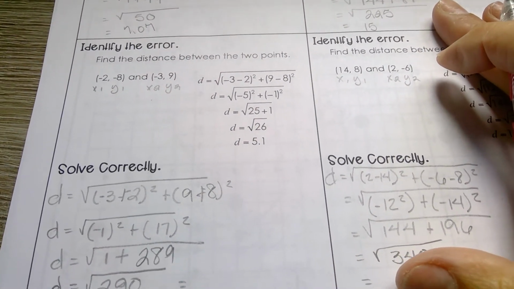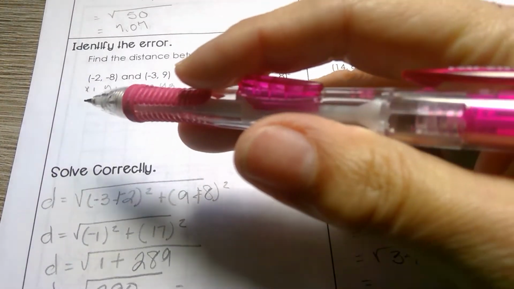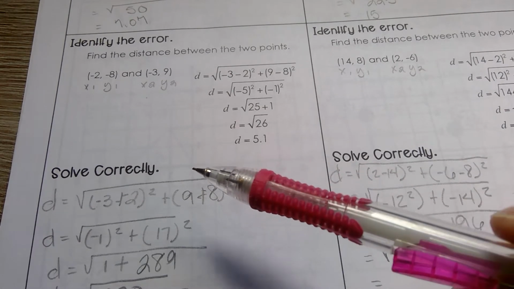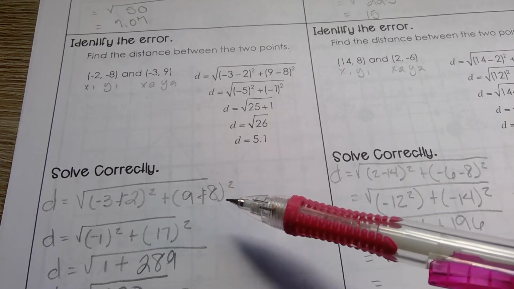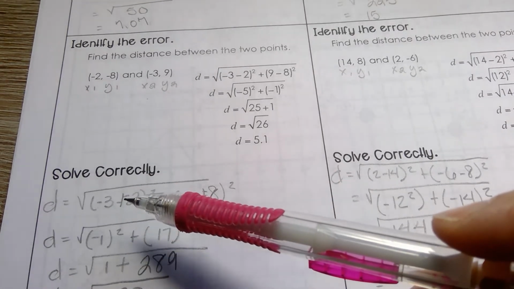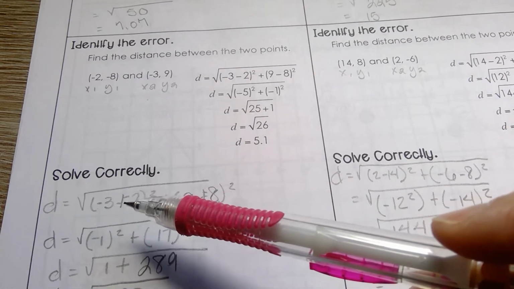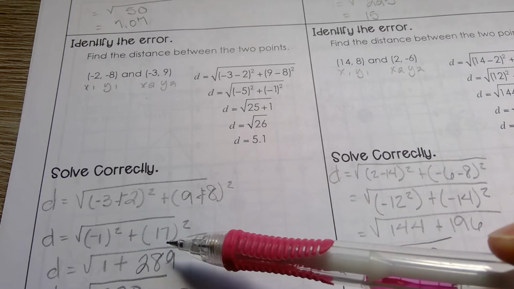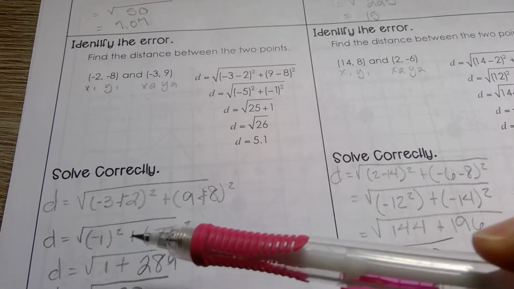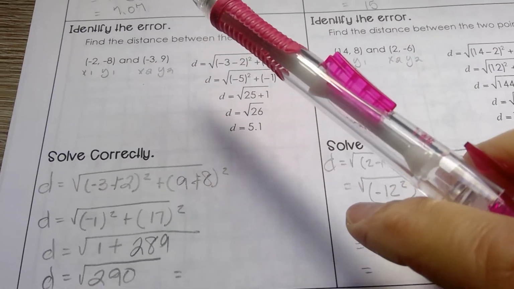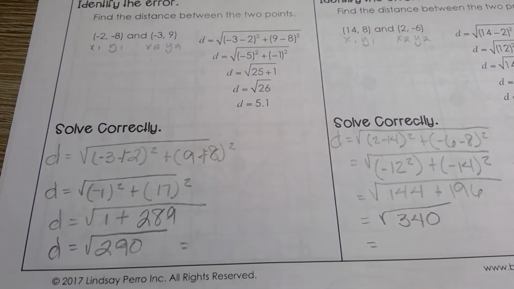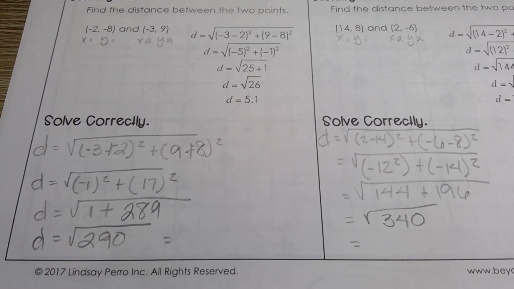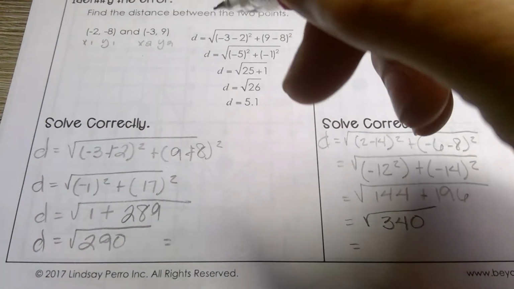All right. The last two. So x2 minus x1, which is negative 3 minus negative 2. And then y2, which is 9 minus negative 8. So we have negative 3 plus 2, because when you subtract a negative, you're adding. So that gives us negative 1. And 9 plus 8, which is 17. So negative 1 squared is 1. And 17 squared is 289. So our answer is the square root of 290, which is 17.03.